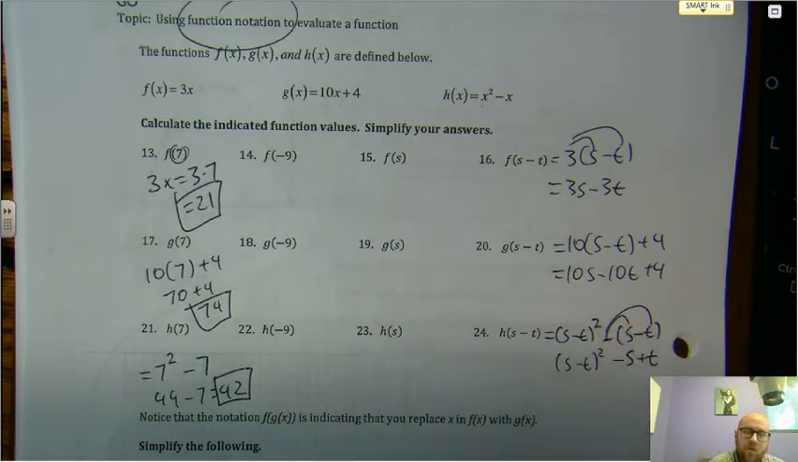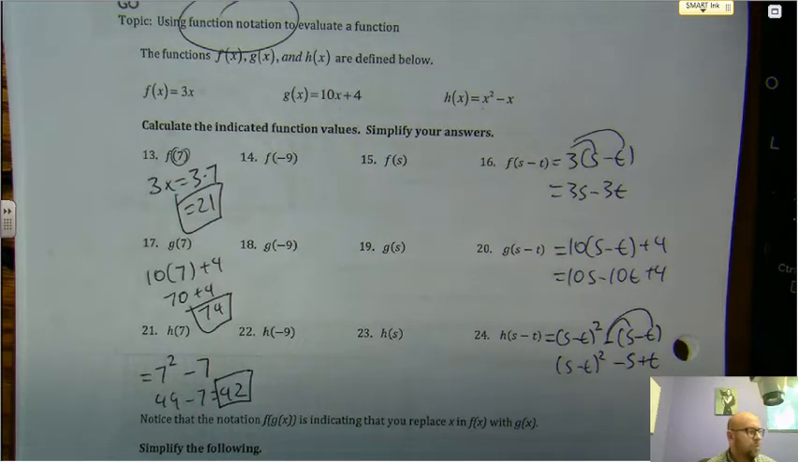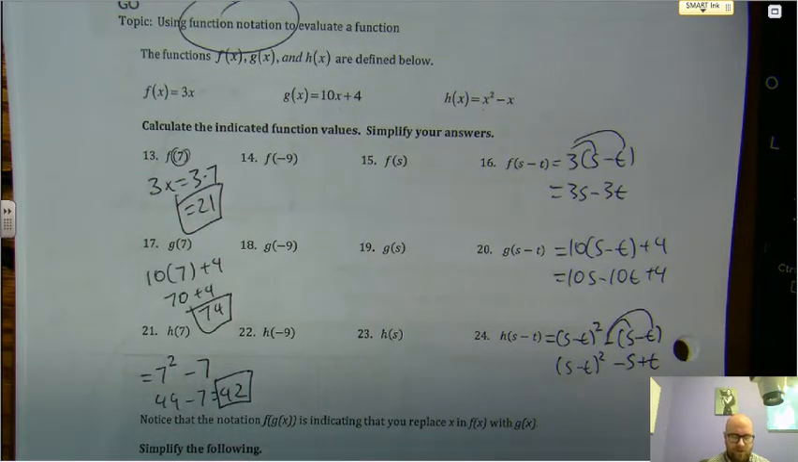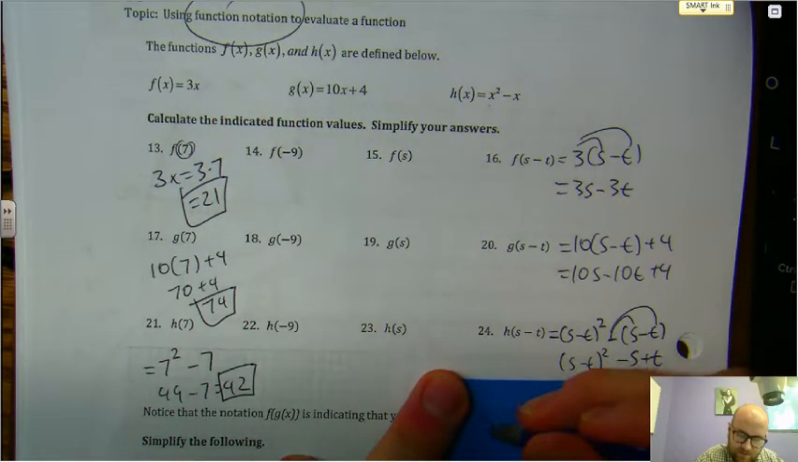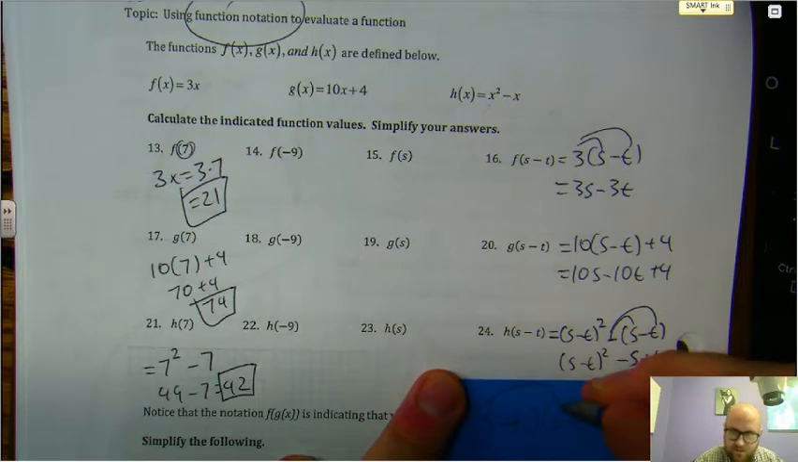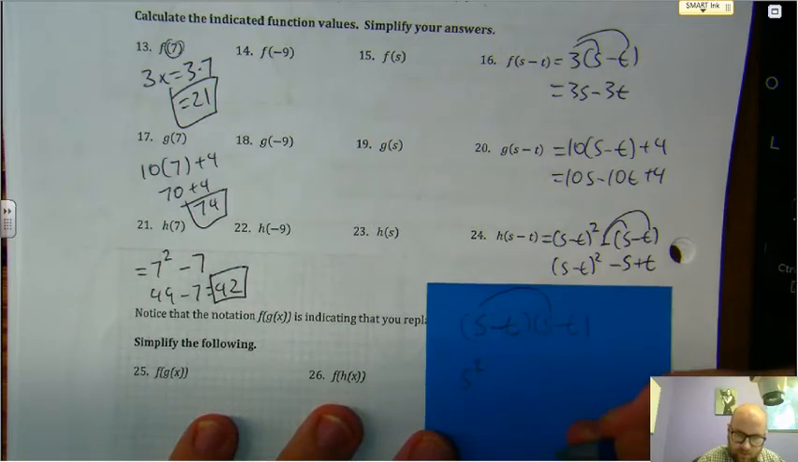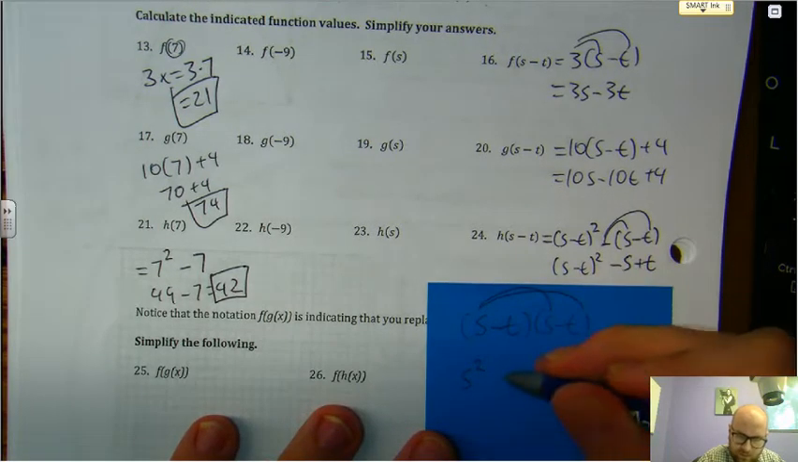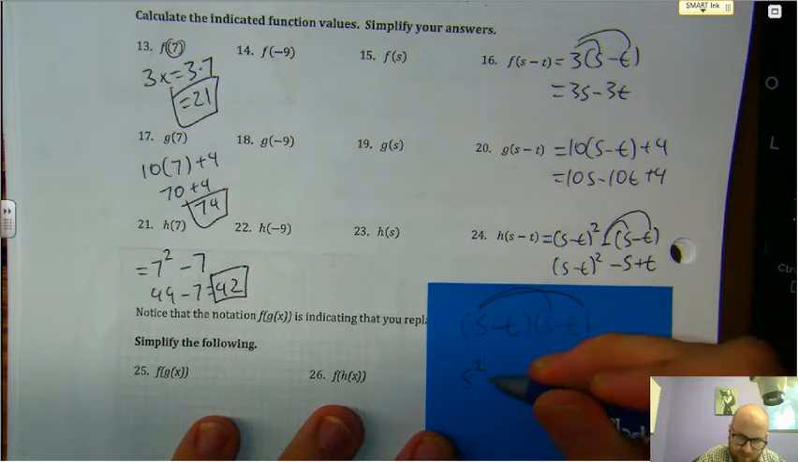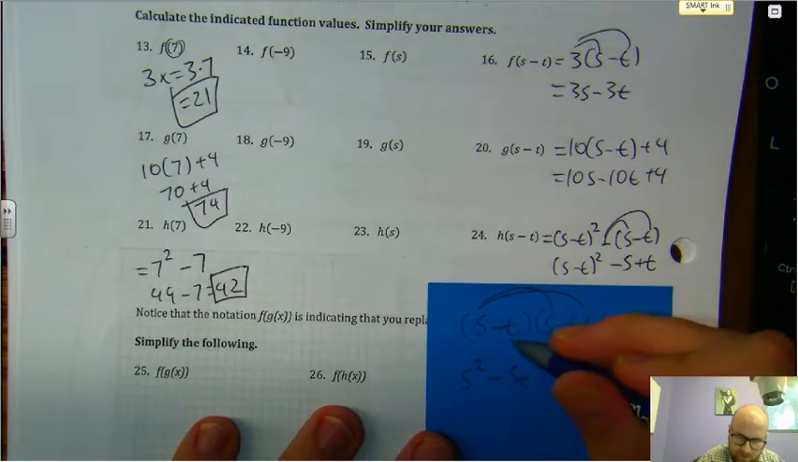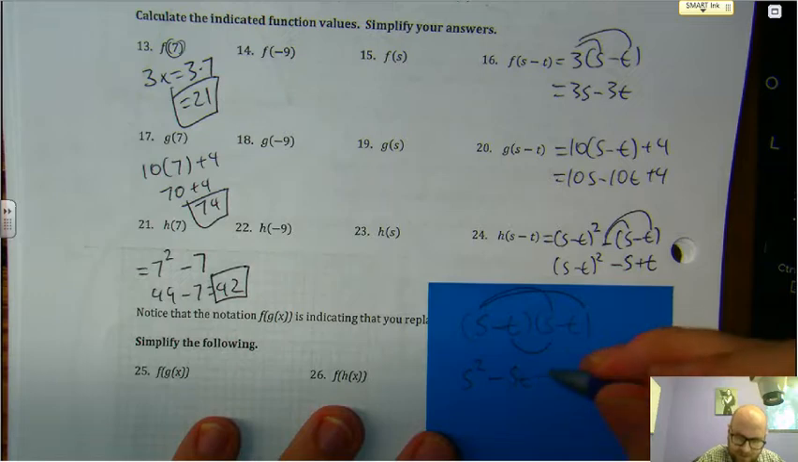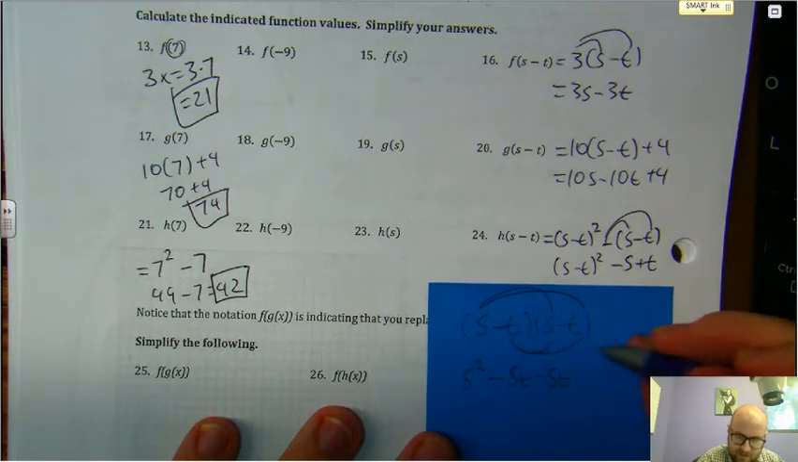And so when we FOIL out a binomial, remember we're doing first, outer, inner, last. That's what I mean when I say FOIL. First, outer, inner, last. So it's s minus t times s minus t. So we want to do our first terms. Our first term is s times s, which is s squared. Outer. S times negative t is minus st. Inner. Negative t times s is minus st. Last. Negative t times negative t is a positive t squared.